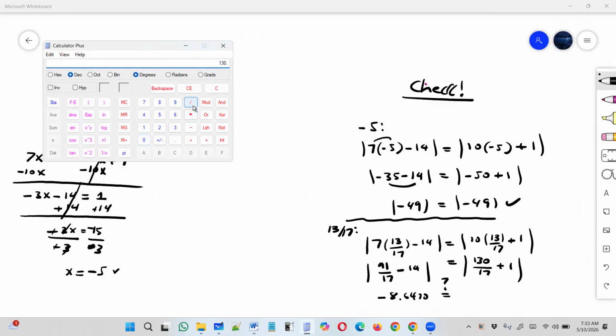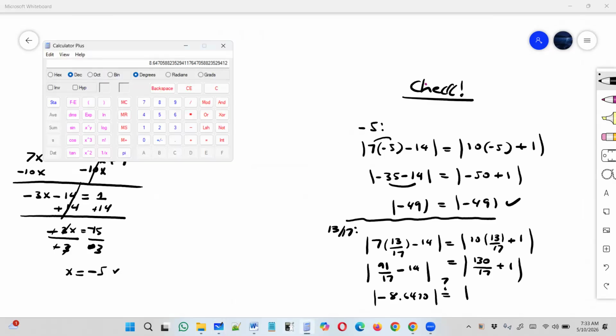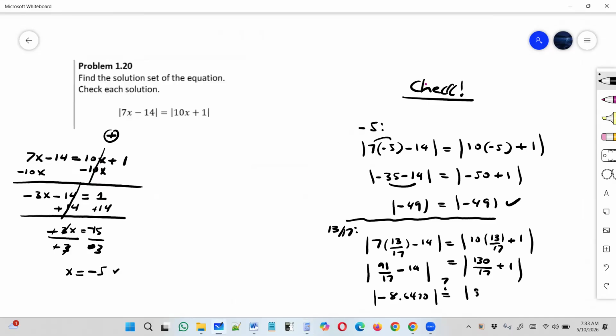130 divided by 17 plus 1. Now remember, this is an absolute value. And here's my 8.6470. Now, is the absolute value of negative 8.6470 equal? Yes, it is. So in this case also, both solutions came out correct.